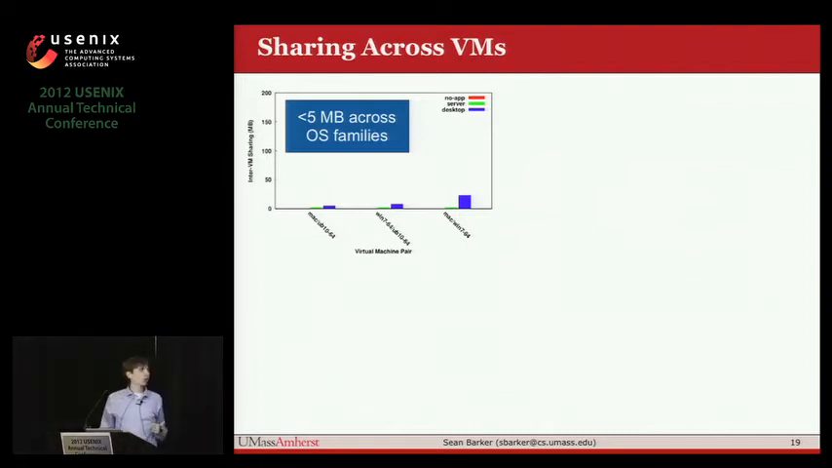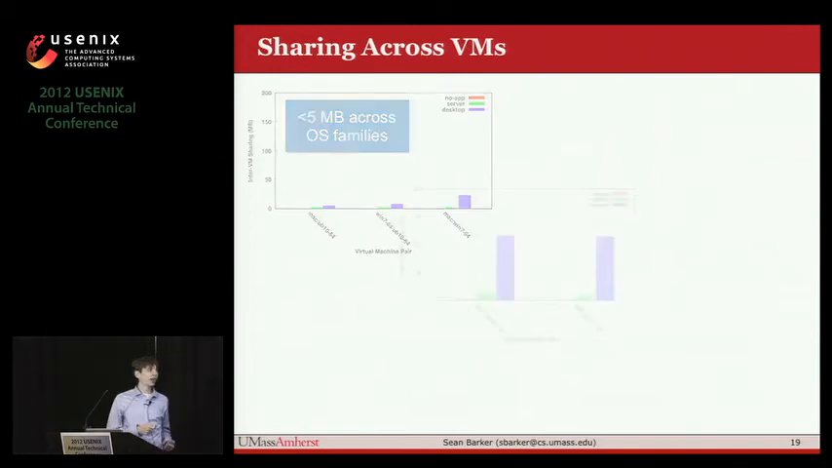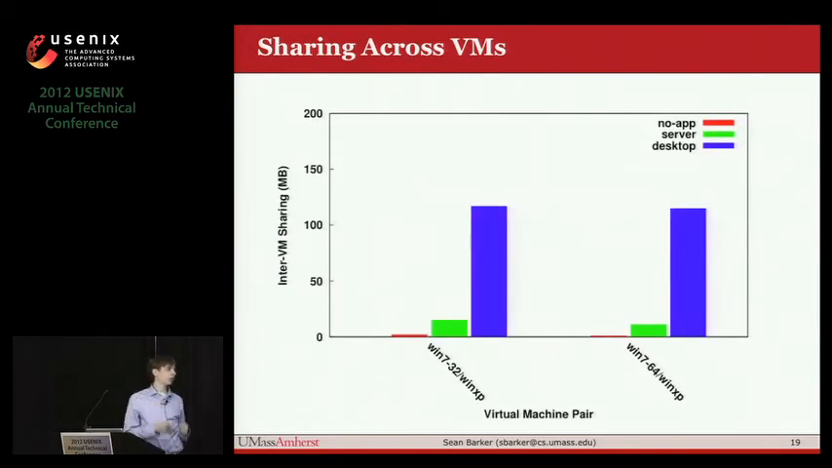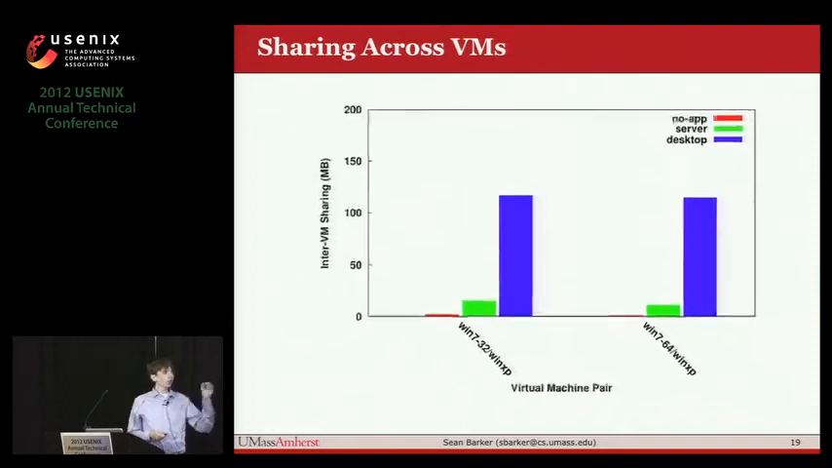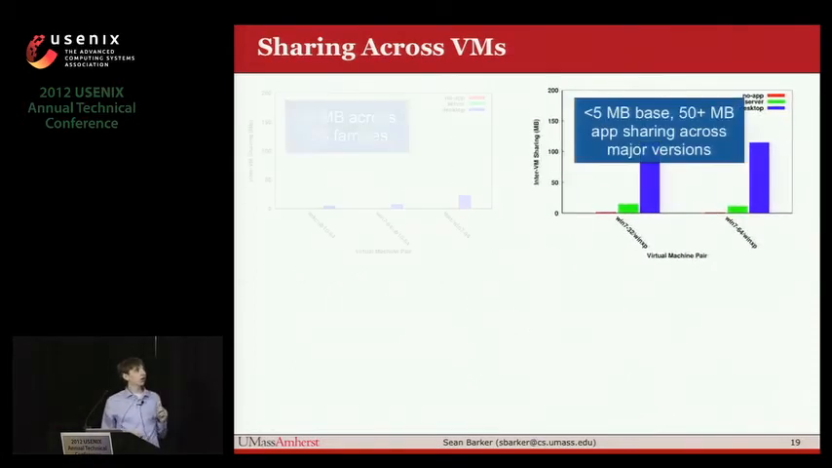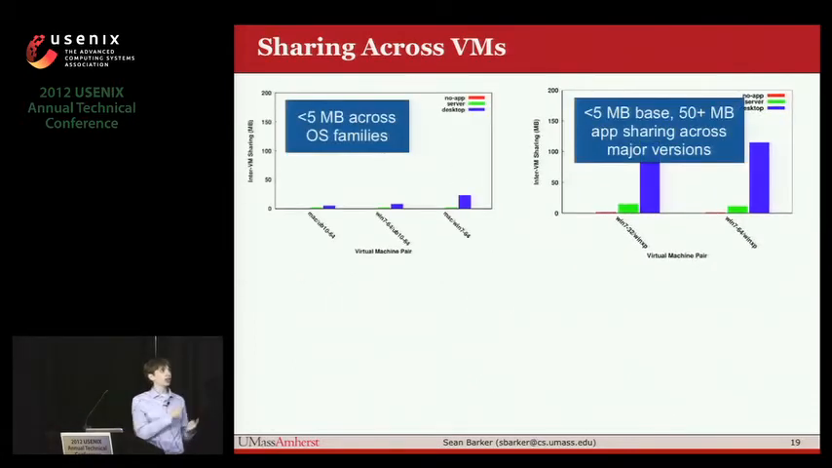Now let's consider, rather than varying the OS family, holding that fixed and instead varying the major version of the operating system. So in this case, we're looking at Windows 7 versus Windows XP. And what we're seeing is that, as in the previous case, there's very little sharing going on in the base system, that's in red. But when we add in those applications, we're actually seeing a much higher level of sharing. In this case, above maybe 50 megabytes, at least in the case of the desktop workload.